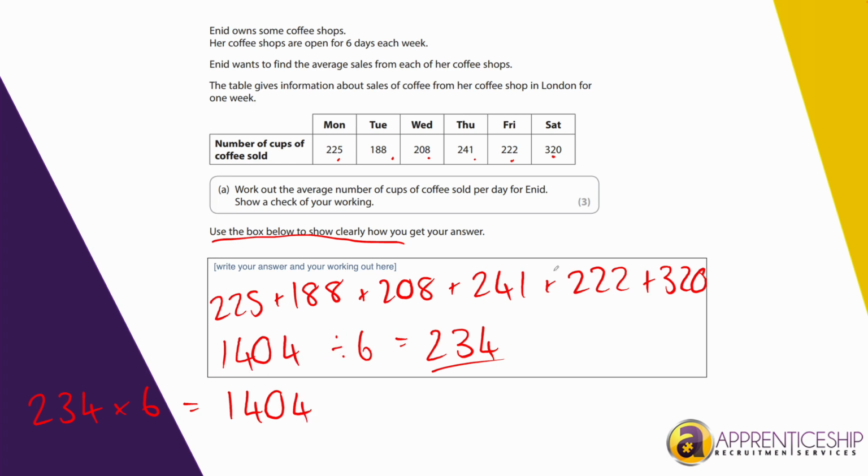And instead of adding all these numbers, we can take them all away. And if we've got it correct, we should end up where we started at 0. And that's how we show a check. We do it backwards and opposite. It's called the inverse method. So that's the mean average.